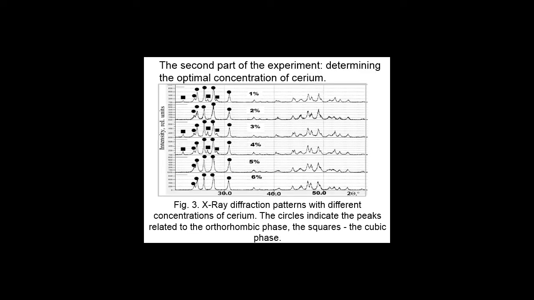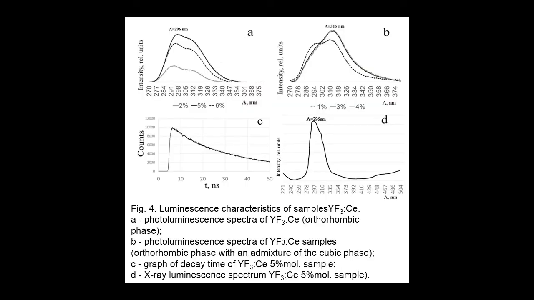The second part of our experiment was to determine the optimal concentration of cerium. As you can see from the figure, some samples have the unwanted cubic phase of yttrium fluoride, which dramatically influenced their luminescent spectra. Figure A presents samples with 5 and 6 mole percent, which have the strongest peak around 266 nanometers. However, in the case of samples with 1, 3, and 4%, on figure B, the highest peak is 315 nanometers. Thus, we can conclude that the cubic phase shifts the spectrum to the longer wavelength.